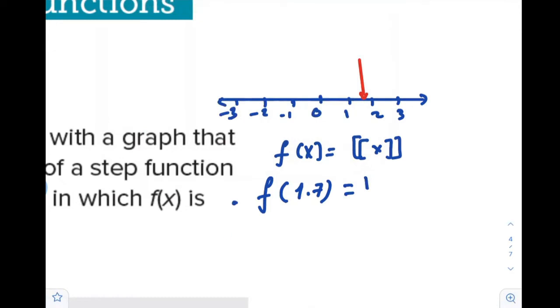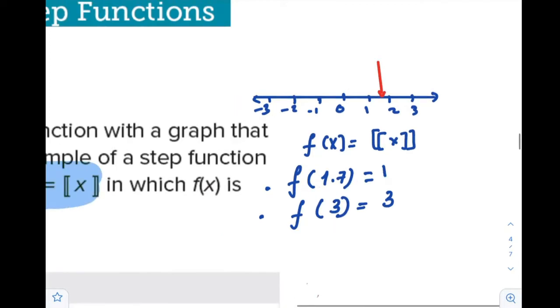What if you have the greatest integer of 3? 3 is already an integer, so the greatest integer is 3. What is f of 0? 0, because it's already an integer.